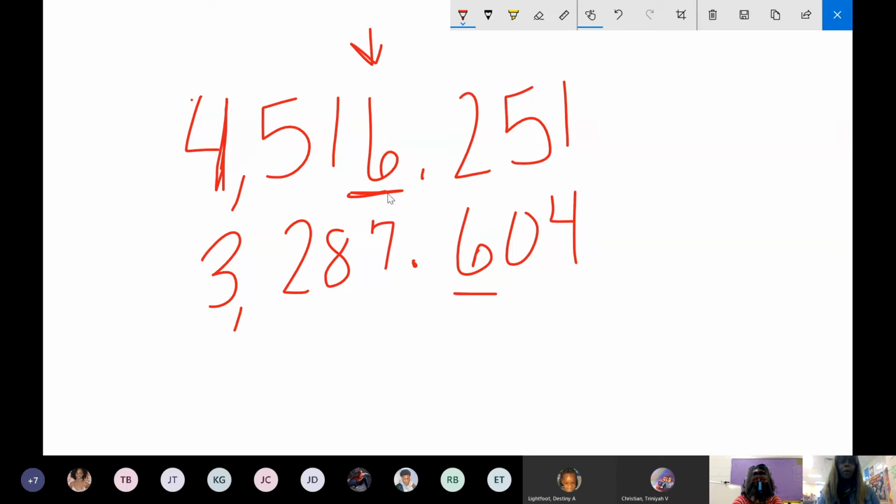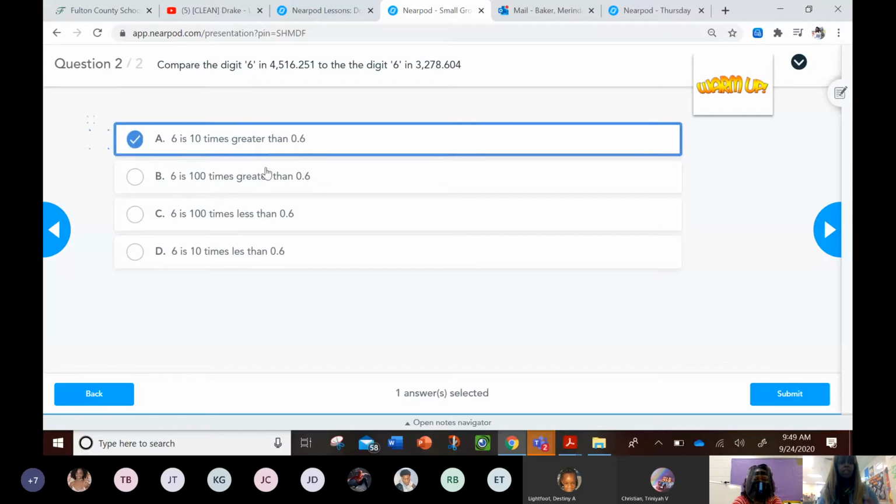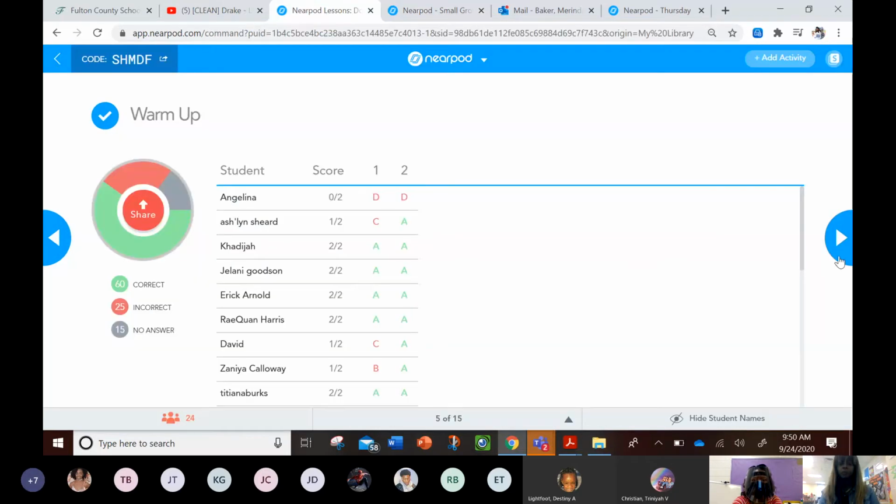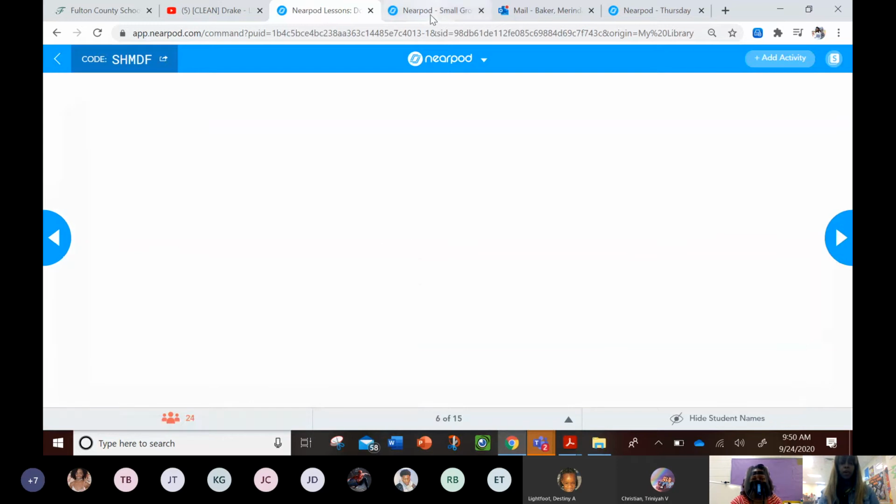Now I'm going to move from my first place to my second place. So I'm moving from the ones place to the tenths place. And I just moved over 1 time. So guess what? 6 is 10 times more than 6 tenths. Your answer should have been A for our first problem. Okay? I know this skill still may be a little shaky, but it's all right. We're going to make sure that we get on to be able to practice it.